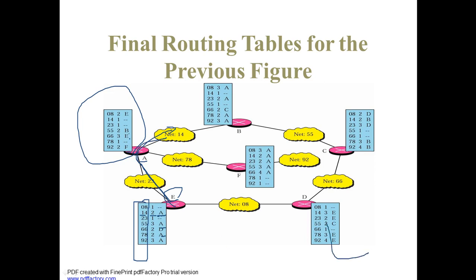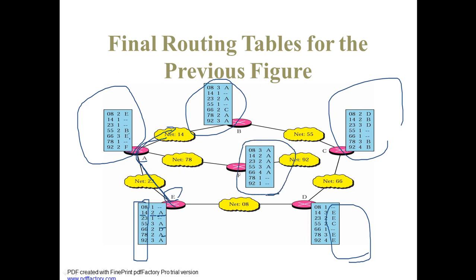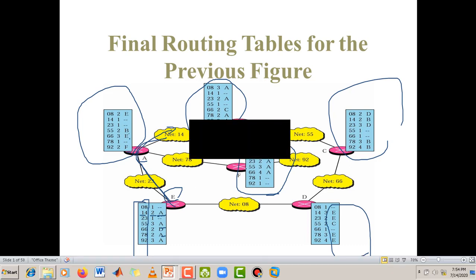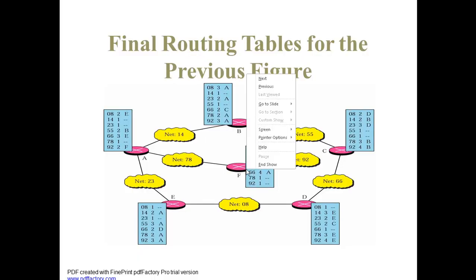Similarly, there are other routing tables: this is for D, this is for C, this is for B, and this table is for F. So you can see in this diagram, let me clear the image, you should notice something: F is basically not connected to any of these routers directly. F is just connected to A.